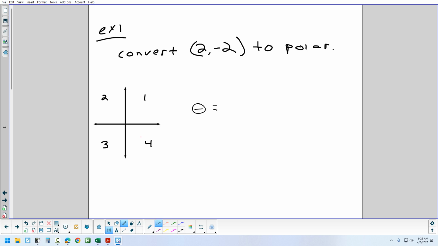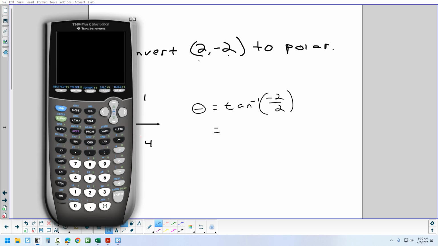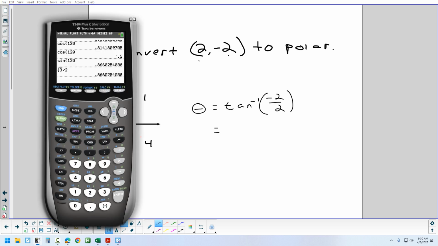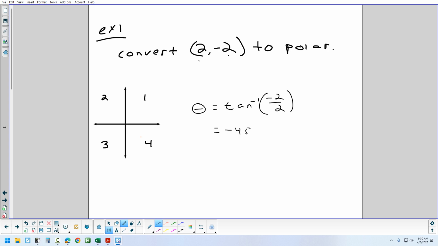What's the formula to find the angle when you are in quadrant 4? Yeah? Inverse tangent, so y over x. Inverse tangent of y over x. When I type that in, that's really just the inverse tangent of what number? -1. Okay, so on your calculator, do inverse tangent, -1, and you get -45 degrees. That is your angle.